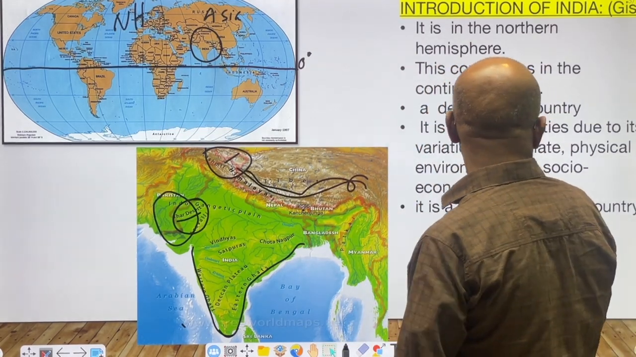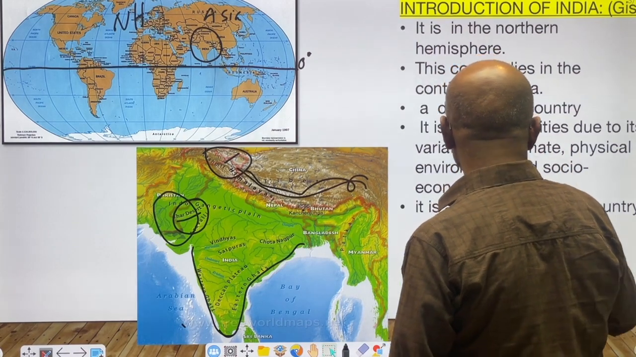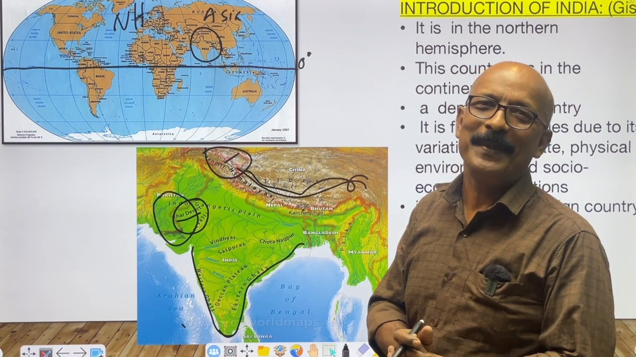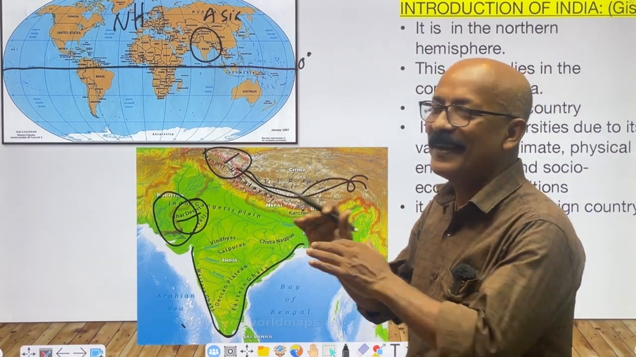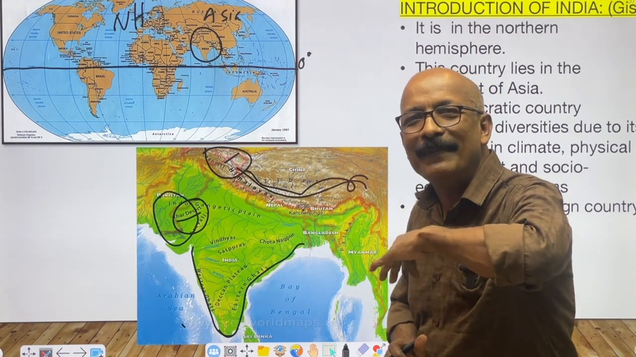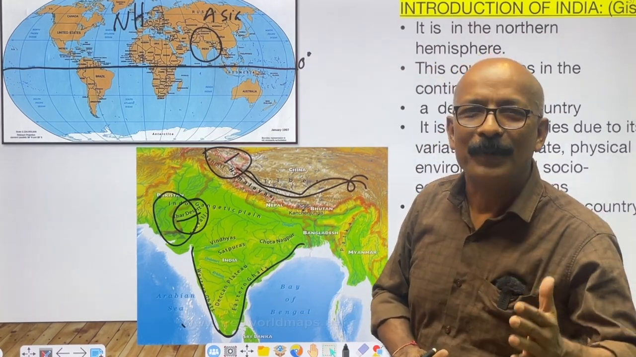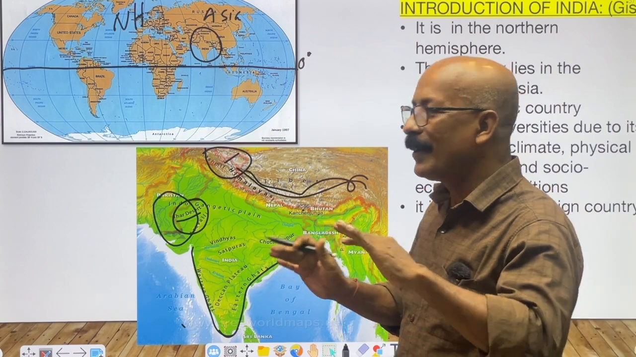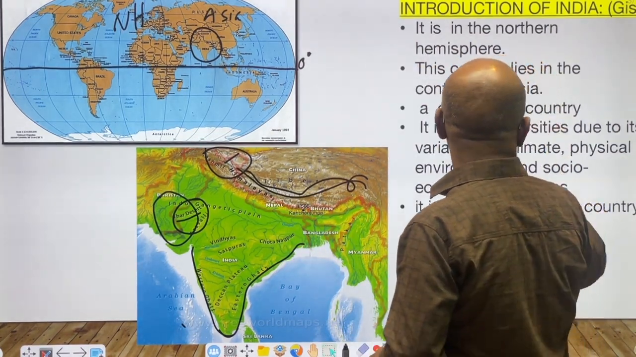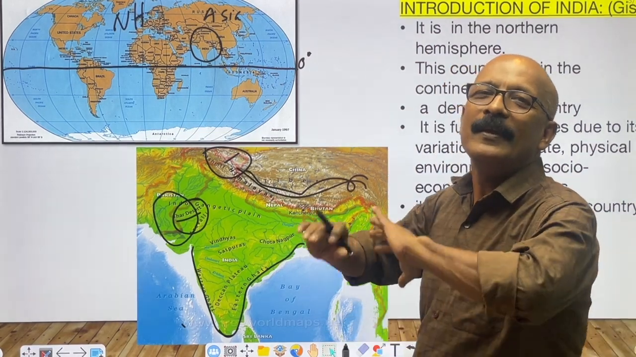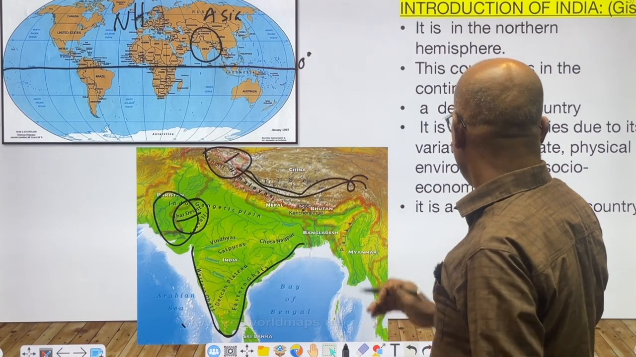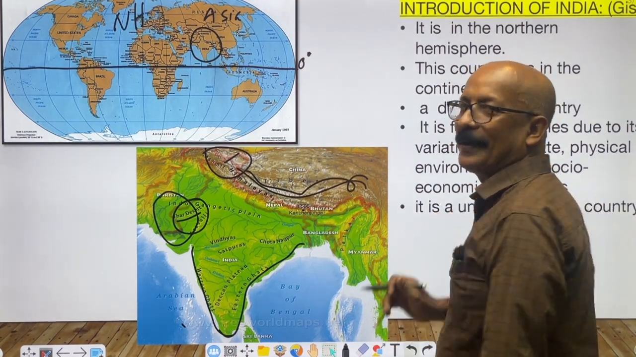Now another point is socio-economic conditions. If you consider the socio-economic conditions of the people residing in India, it is visible that there is a very great diversity among the population of our country. So it is full of diversity due to its variation in different aspects. Clear? Now last but not the least, it is a united sovereign country.